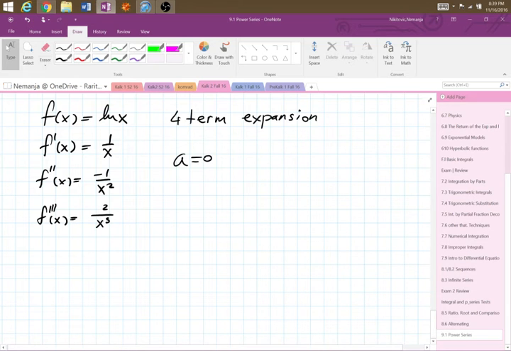Infinity times infinity is infinity squared. You just get infinity.